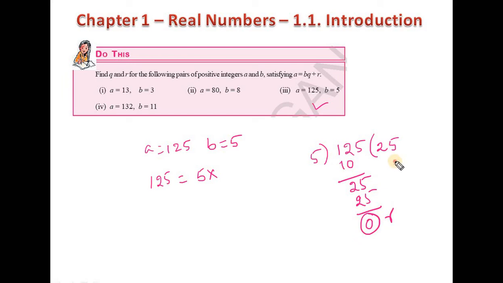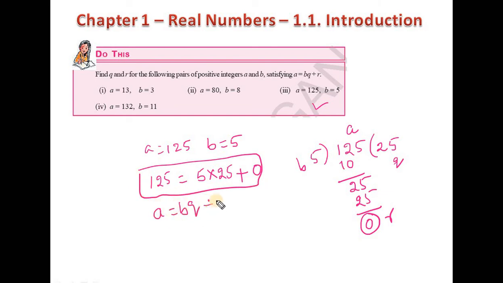So this is the remainder and this is your quotient. This is your B value, this is your A value. So 5 into 25 plus remainder is 0. This way you can write it in A is equal to BQ plus R format. So your Q is equal to 25 and R is equal to 0. So this way you will be able to generate the values of Q and R using your division algorithm.